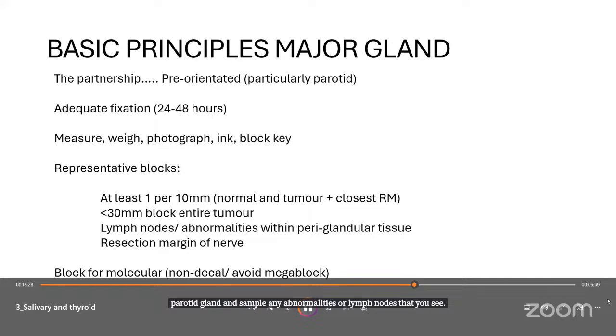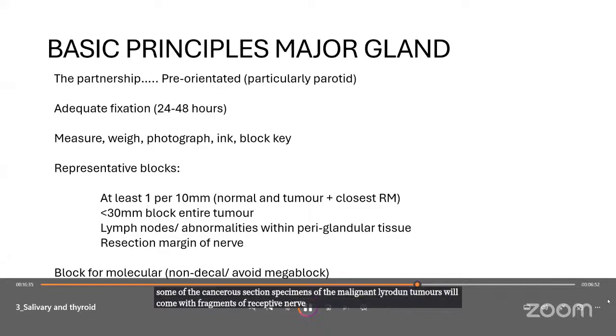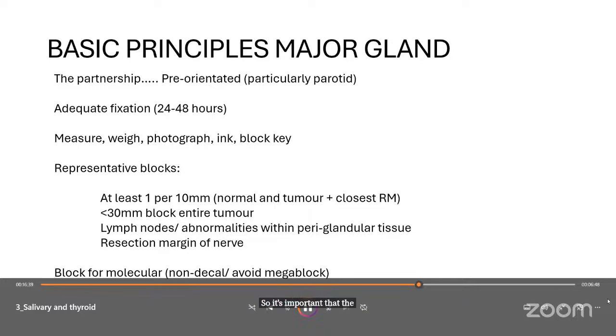Some of the cancer resection specimens, so the malignant salivary gland tumours, will come with a fragment of resected nerve, and a typical example would be parotid gland and facial nerve. So it's important that the surgeon highlights the proximal and distal ends for you and that you sample as appropriate. And in line with the thyroid gland patients, molecular and genetic studies are increasingly important for these patients. So try and take additional blocks, obviously avoiding decalcification, and smaller blocks if possible rather than mega blocks.